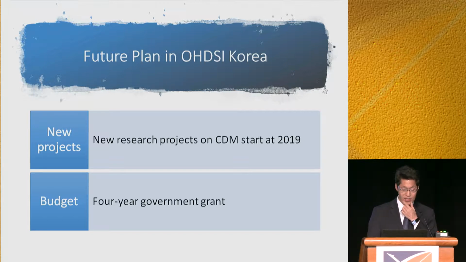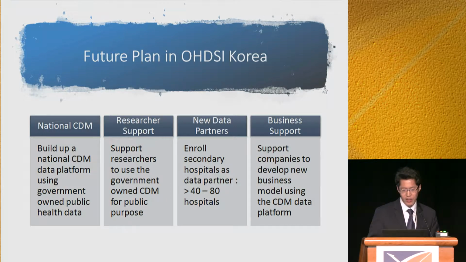We still need the approval of the National Assembly, but the grant amount, we believe, ranges about $40 million for the next 4-year new project. It consists of 4. The first one is the national CDM. That means now the government has 4 institutions owned by the government.